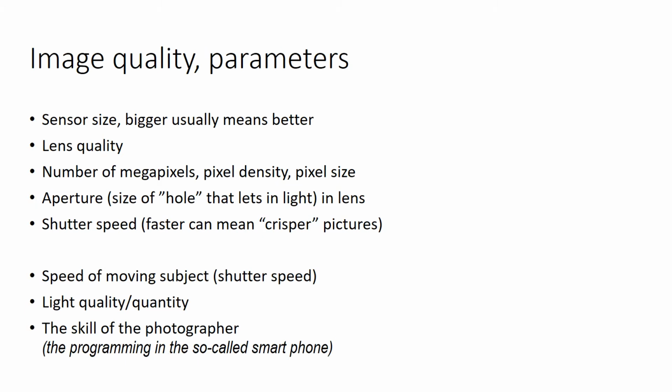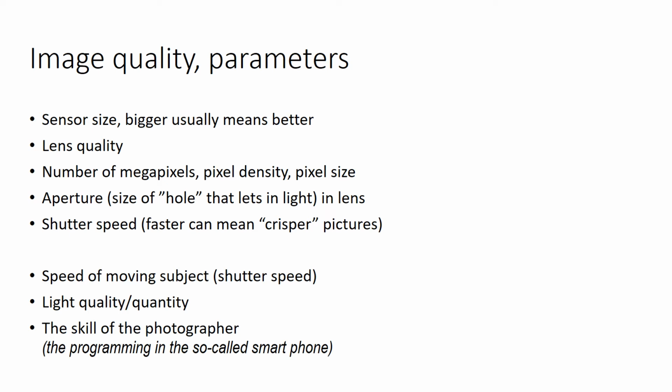So this is what we can say in general about image quality. The larger the sensor size, usually bigger means better. On the other hand, if you have a very large sensor, but the quality of the lens that you put on the camera isn't so good, then it doesn't make all that much difference. I was alluding to this before about megapixels, pixel density, pixel size. Yes, in general, the more megapixels you have on a given sensor, the better image quality there might be.